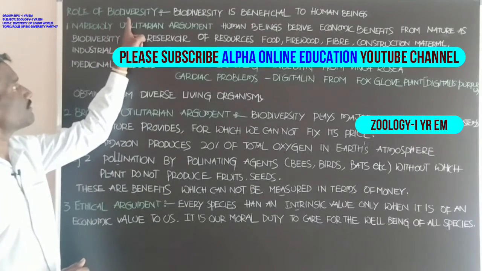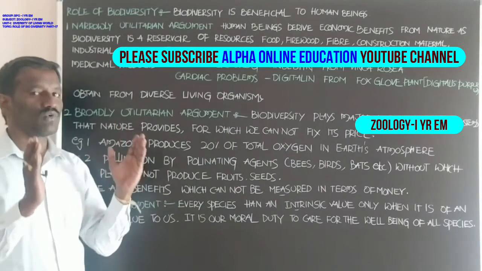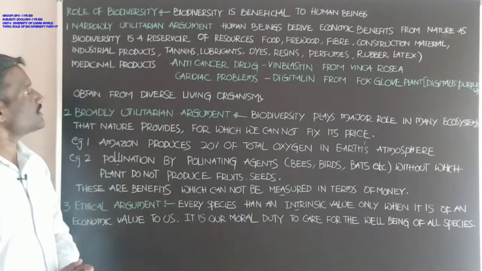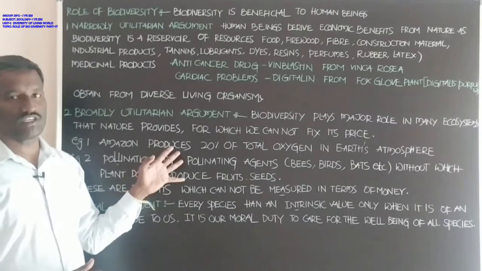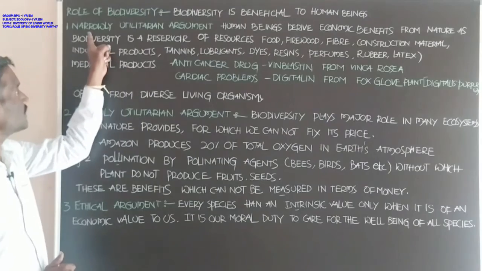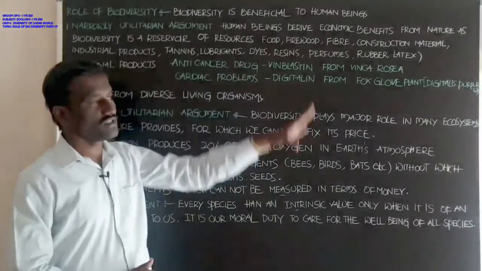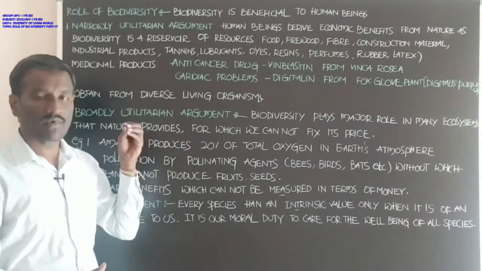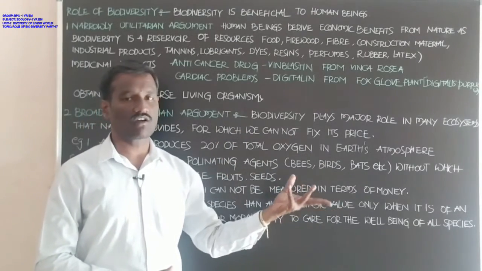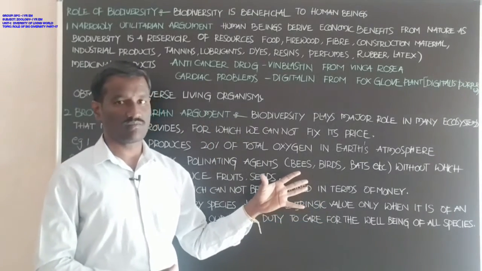Students, role of biodiversity. Biodiversity gives certain products which are beneficial to human beings. The entire role of biodiversity is discussed under three types of arguments. The first one is the narrowly utilitarian argument. In this, human beings derive economic benefits from nature. Nature means biodiversity, that means different species of living organisms, different species of plants and microorganisms.